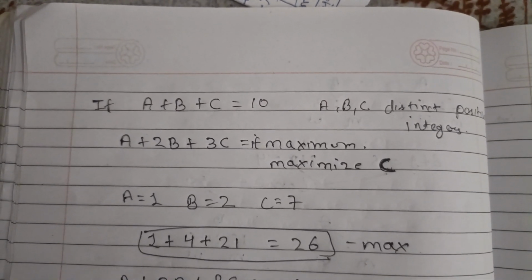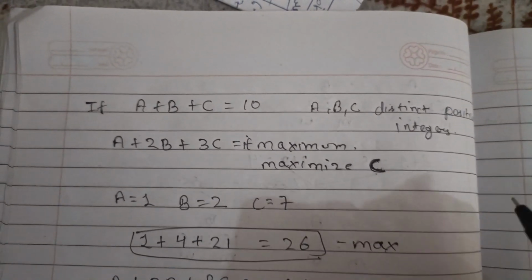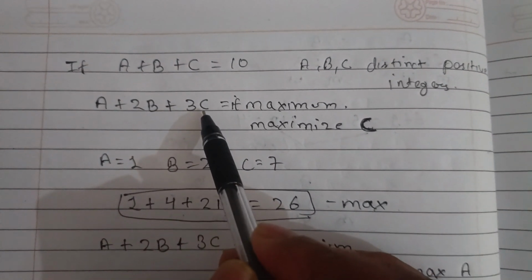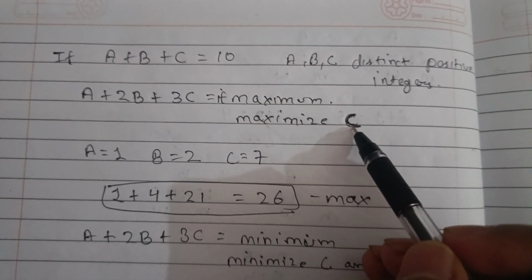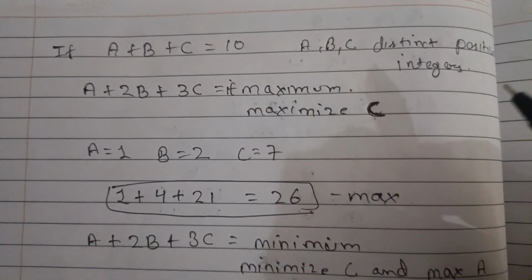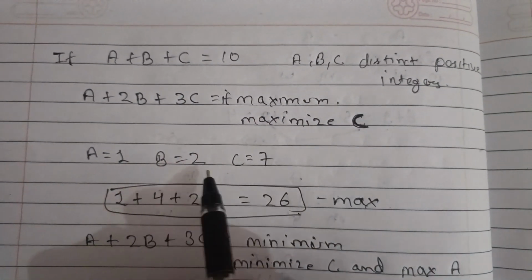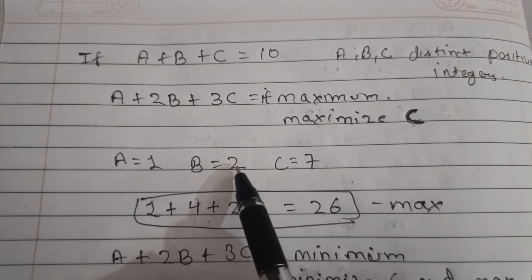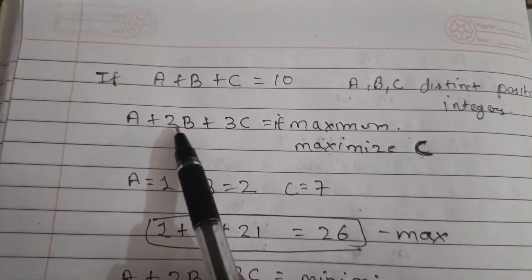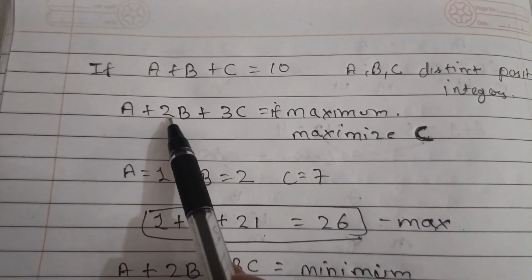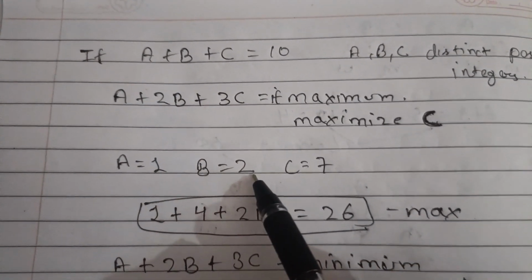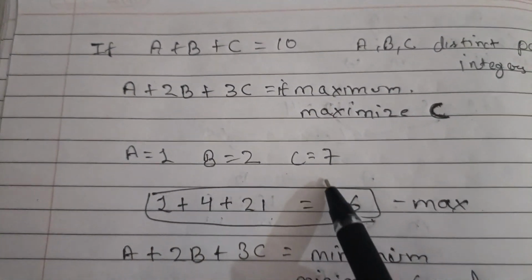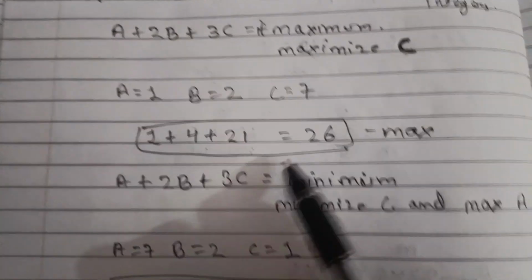Okay, so for finding that, first, if we want to maximize the value of A plus 2B plus 3C, we have to maximize the value of C. For maximizing the value of C, we have to minimize the value of A and B. So if we give A as 1 and B as 2, and C the remaining 7, then after putting this in the equation, we get 26 as our maximum value.